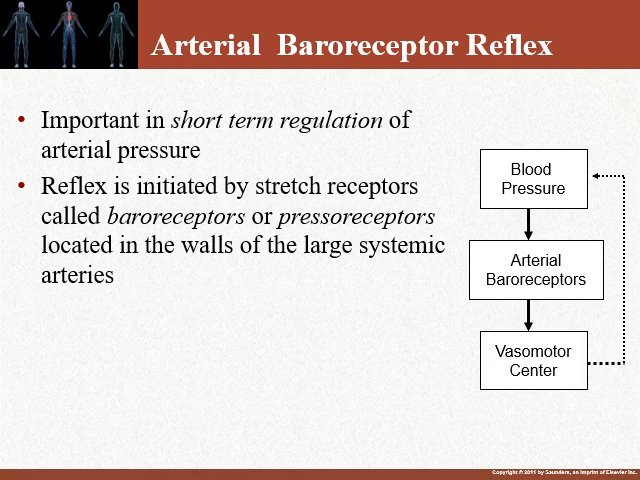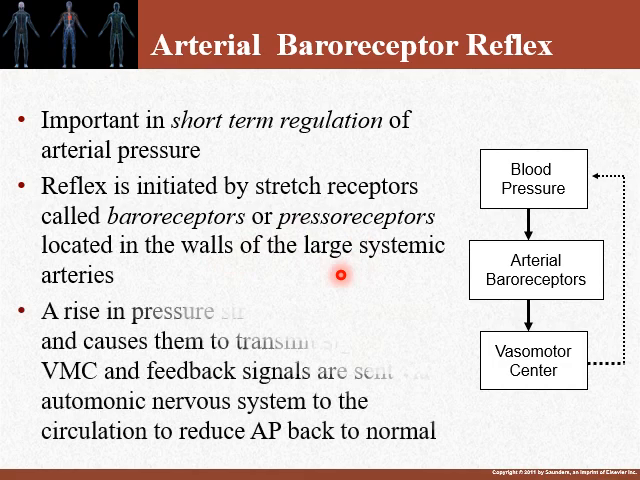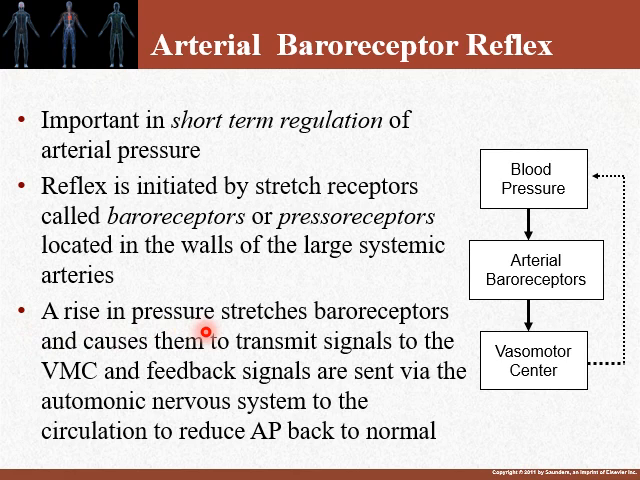The reflex is a circuit. This circuit is initiated from the receptors that are called baroreceptors, which are a type of stretch receptors, or sometimes called press receptors. These baroreceptors are found, as we said, in the large systemic arteries like the aorta. When the pressure increases, the stretch of these receptors increases. And this will cause them to transmit signals into the vasomotor center, because they are connected by sensory fibers into the vasomotor center. They send these impulses, okay, through the autonomic nervous system.